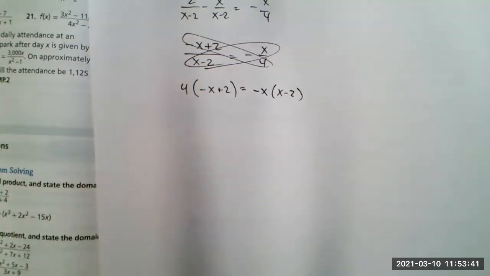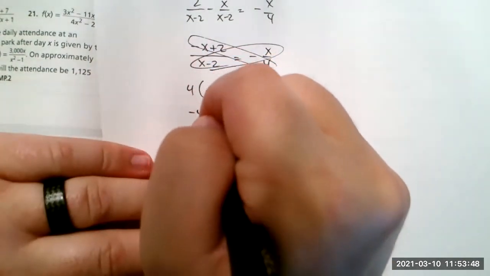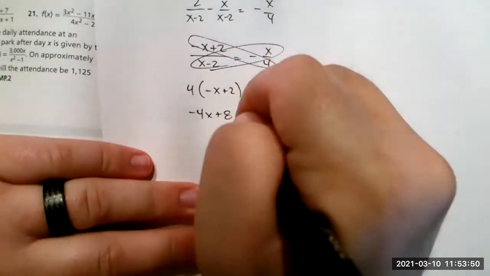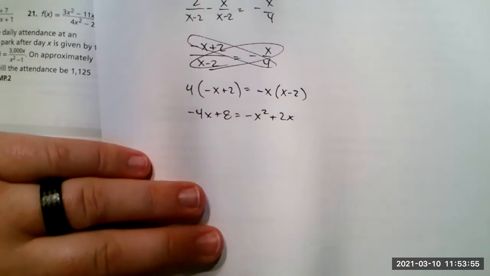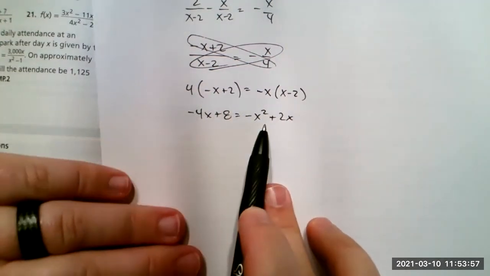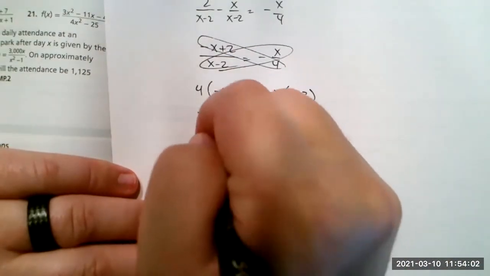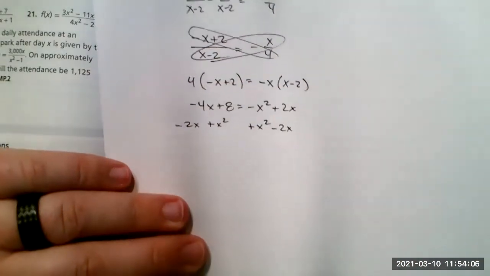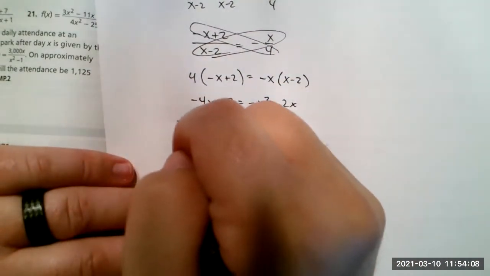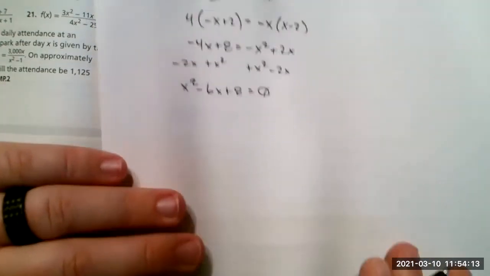In this case, I am ready to distribute and multiply these things out. So distribute that 4, that's negative 4x plus 8 equals negative x squared plus 2x. What I'm seeing here is a quadratic, so I know I'm going to have to set this equal to 0 and factor it. So I'm going to add x squared to both sides. I'm going to subtract 2x from both sides. So that leaves me with x squared minus 6x plus 8 equals 0.